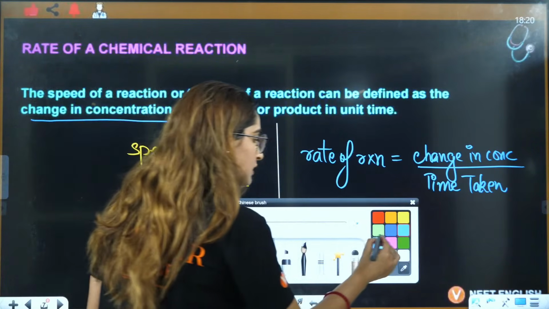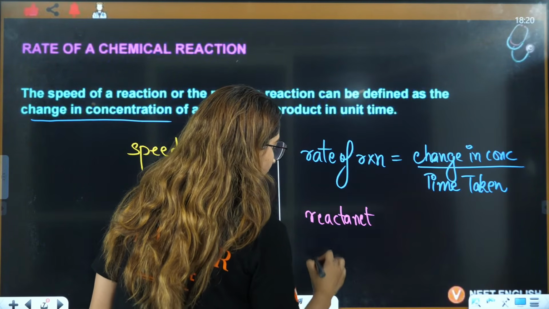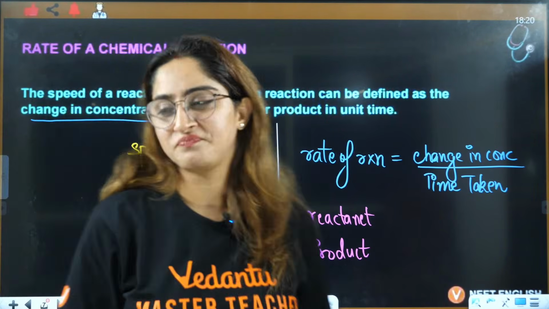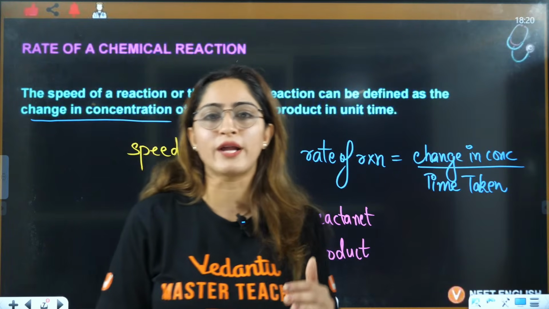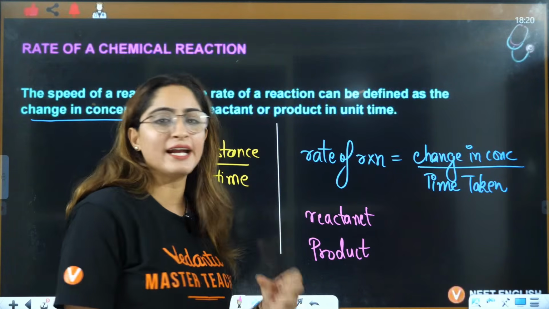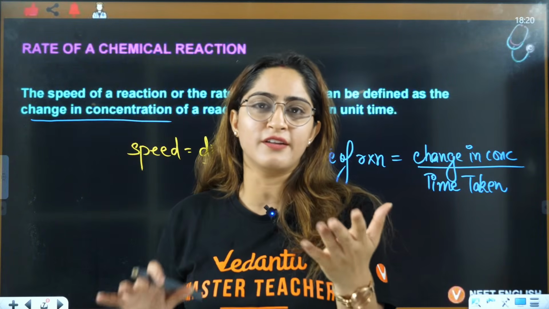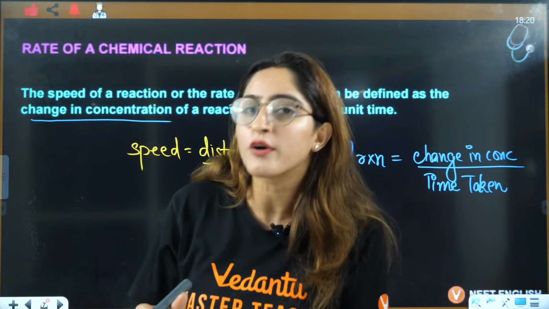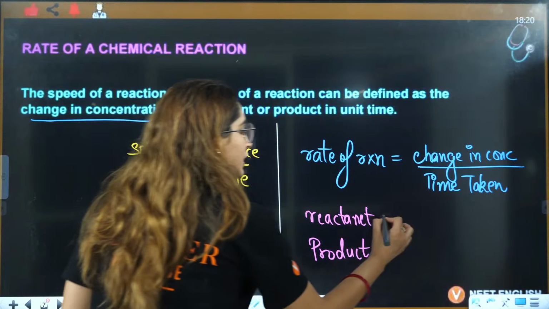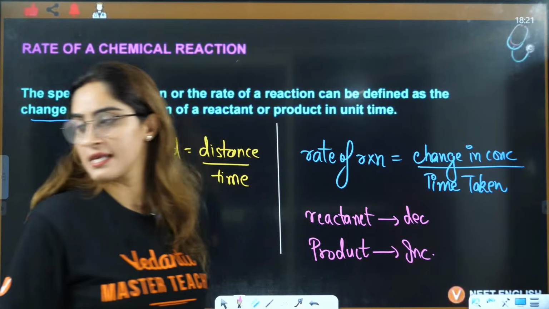Now tell me one thing, right? Will the reactant be decreased or increased, and will the product be decreased or increased? In general cases, what happens is the reactant is always decreasing, right? I'll also tell you about the exceptional cases where this does not happen. So in general cases, the reactant is being consumed, so the reactant will definitely decrease, right? And the product will definitely increase, right?